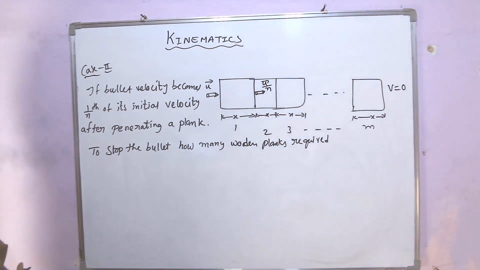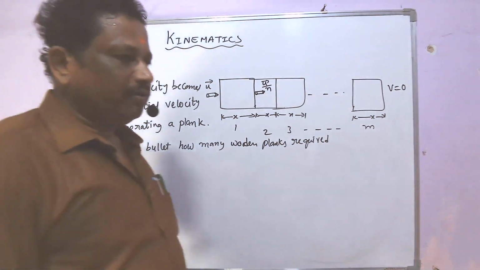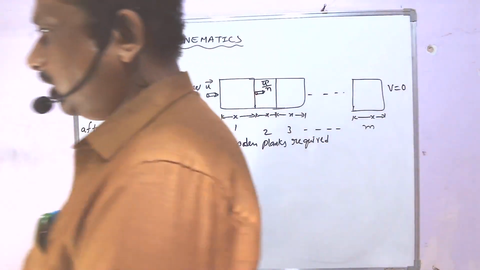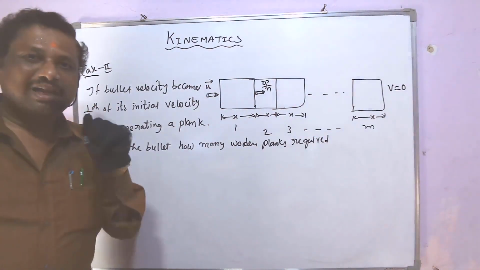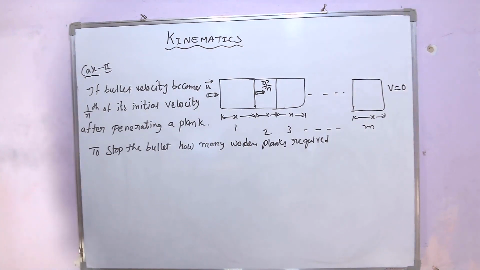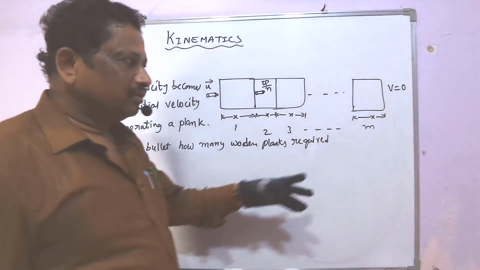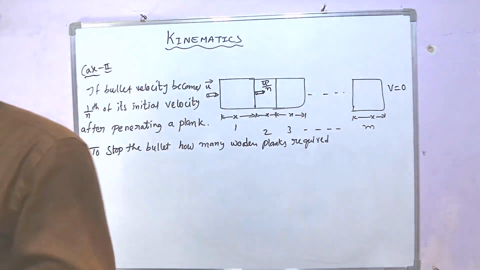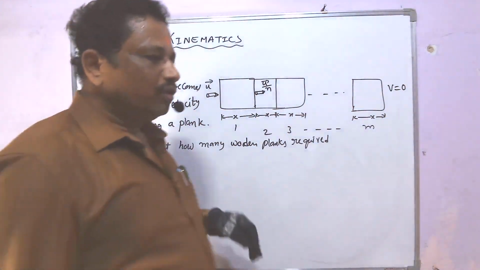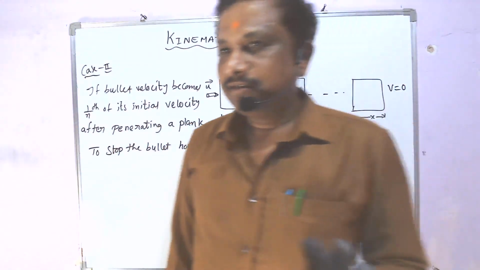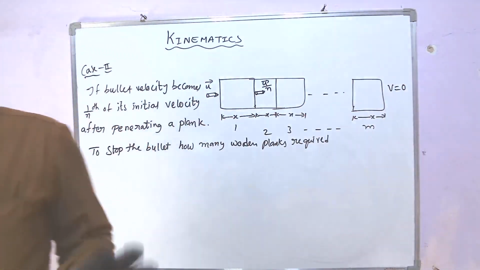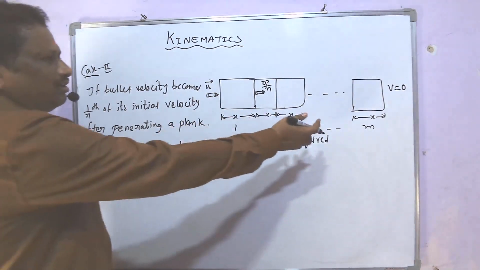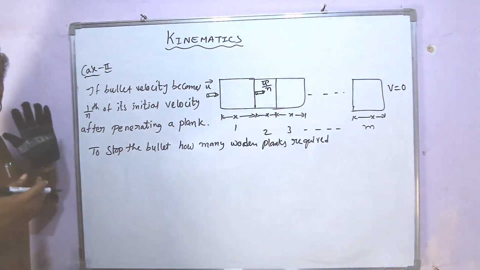Okay. Now we use the formula v square minus u square is equal to 2as. In this we have the initial velocity, final velocity, displacement as well as acceleration. To find the number of planks required to stop the bullet, when the bullet crosses the first plank its velocity becomes 1 by nth of its initial velocity. Then how to find the number of planks required? m planks, as we already denoted in the diagram.